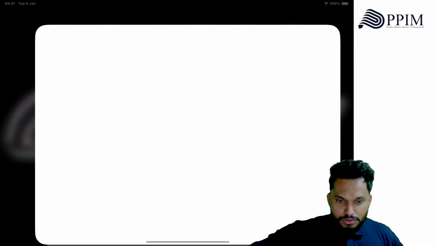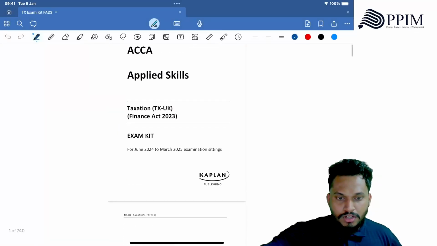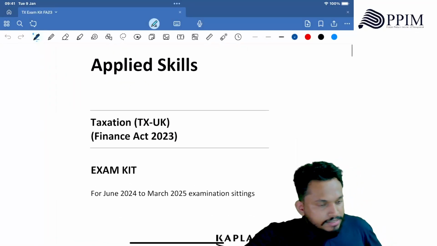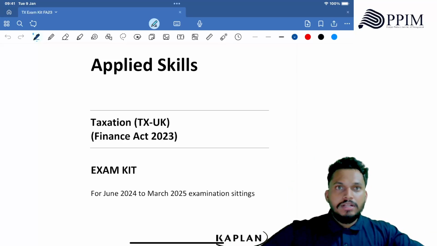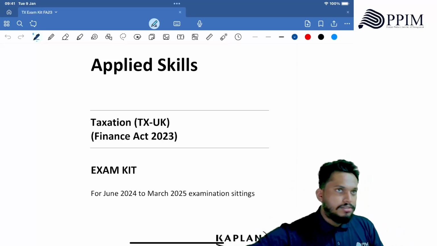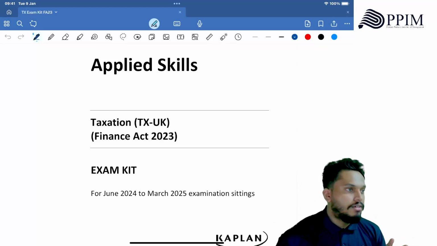Let me also open the exam kit. So I have shared you all the exam kit, which is relevant to our exam. Okay. So when it comes to tax exams, guys, the first thing that we need to note is that we need to have a fresh mindset to think.